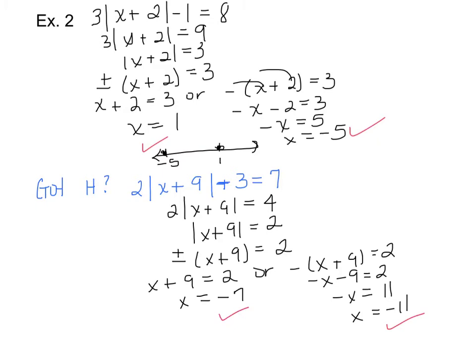And if they ask you to graph, we have negative 11, negative 7, and they are both included. Now, we'll try a different problem. Because so far, everything's been checking out.